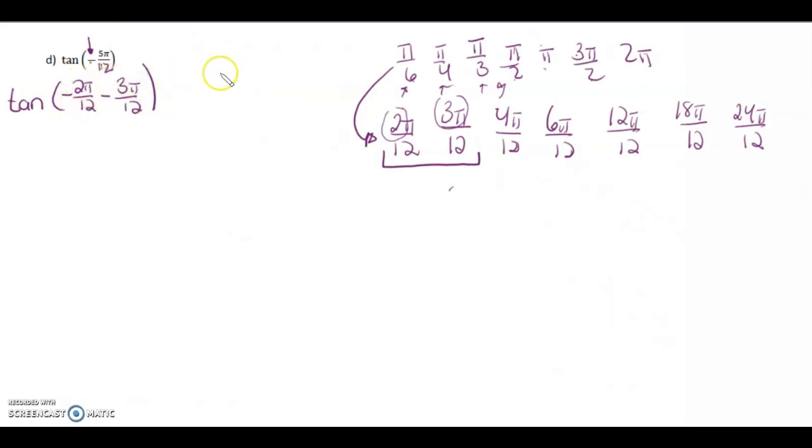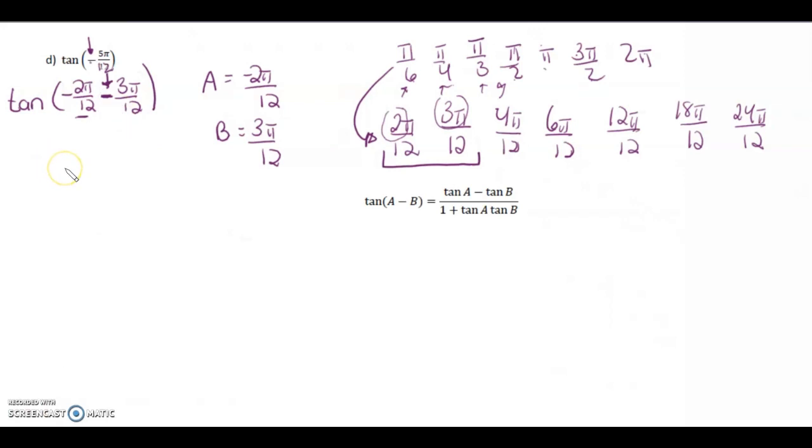So what we're going to do is treat A as this negative 2 pi by 12. We're going to use the subtraction formula, and we're going to treat B as 3 pi by 12, but the positive of it, because we're taking into account the subtraction formula. Okay, so let's go with a different color. I put this on the board here now. So we're going to go tan of negative 2 pi by 12 minus 3 pi by 12.